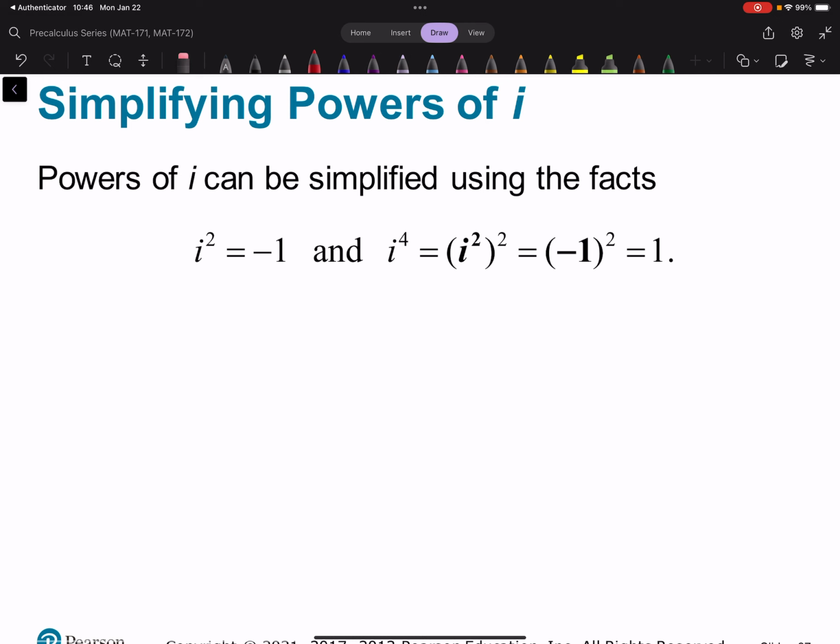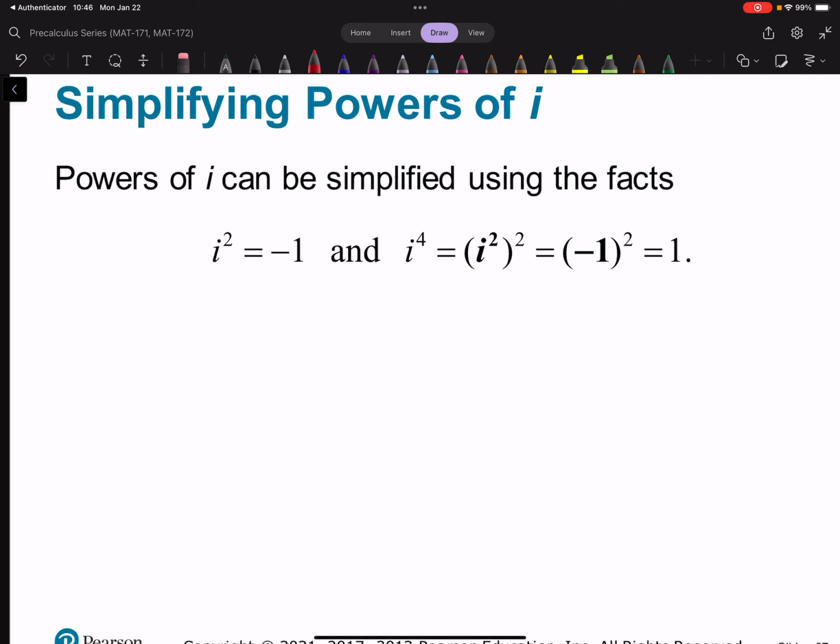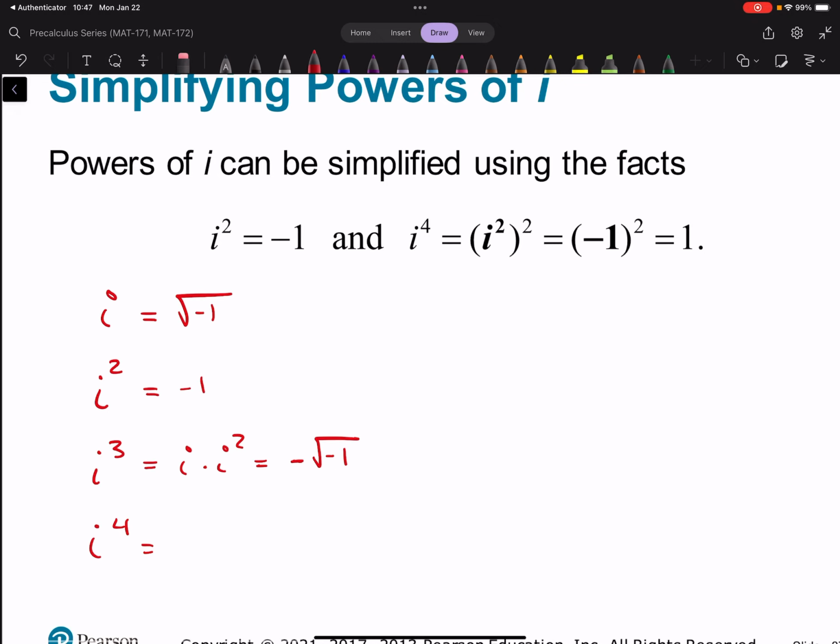Now, powers of i. There are 4 things we should keep in mind, and these 4 will help you keep up with what you have going on with these powers. So i is the square root of negative 1, i squared is negative 1, i cubed. Now, if you break this up, i cubed is i times i squared. What's i squared? It's negative 1. What's i? It's the square root of negative 1. This can also be written as negative i, depending on what you're using it for.